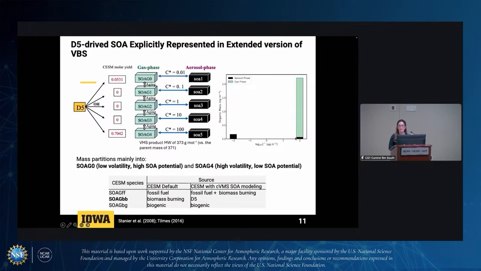And we also use the extended version of VBS. In the extended version of VBS, each of the SOAs is assigned to its source. So in the CESM default, there are SOAs from fossil fuel, presented as SOAG-FF, biomass burning BB, and biogenic BG. When we wanted to add the D5 SOA, we put all the SOAs from fossil fuel and biomass burning and assigned the SOAG-FF for all of those sources. And we assigned the SOA from D5 to SOAG-BB and kept the biogenics as SOA-BG.